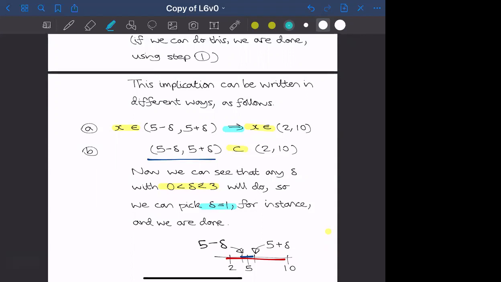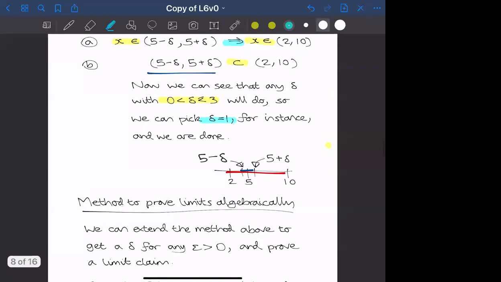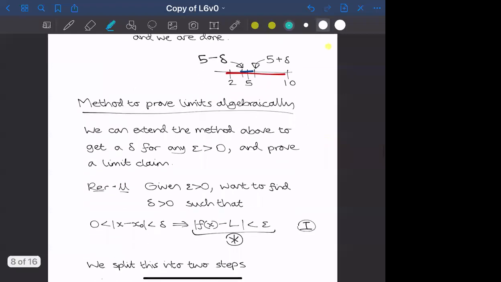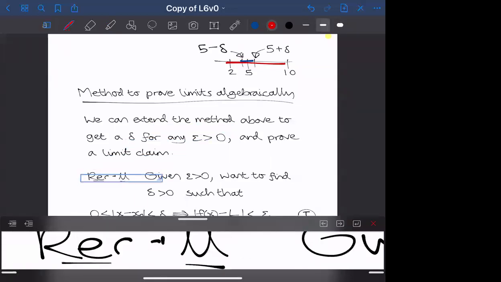Okay, so why don't we just try this for any epsilon? Well, we can do the same thing algebraically. So we can get a delta for any epsilon greater than 0 and fully prove the limit claim. So what do we want to prove? What was the definition of a limit? Let's recall it.